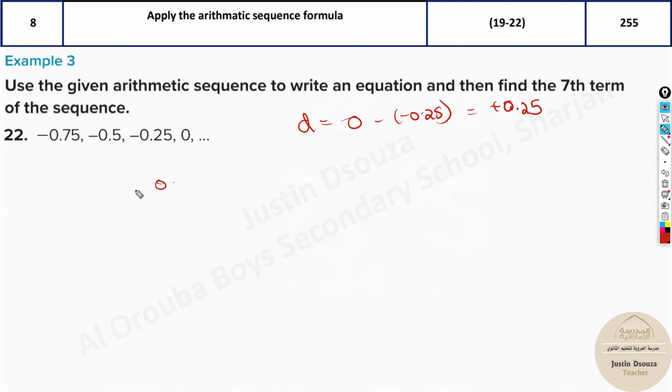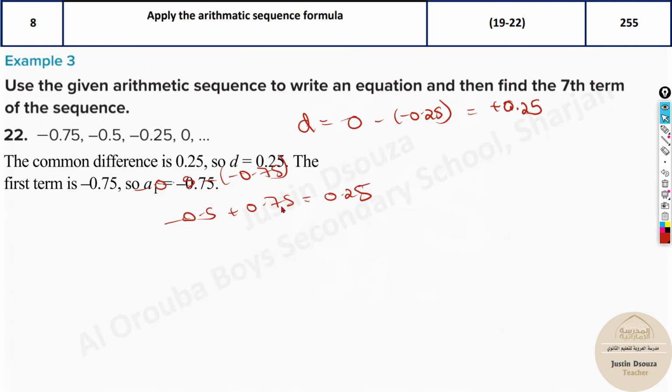Otherwise, you can do this. Minus 0.5 minus of minus 0.75. This becomes 0.5 negative plus 0.75. That's 0.25 itself. Answer will be the same. Any values you take, consider this and the previous one, you will get the answer.